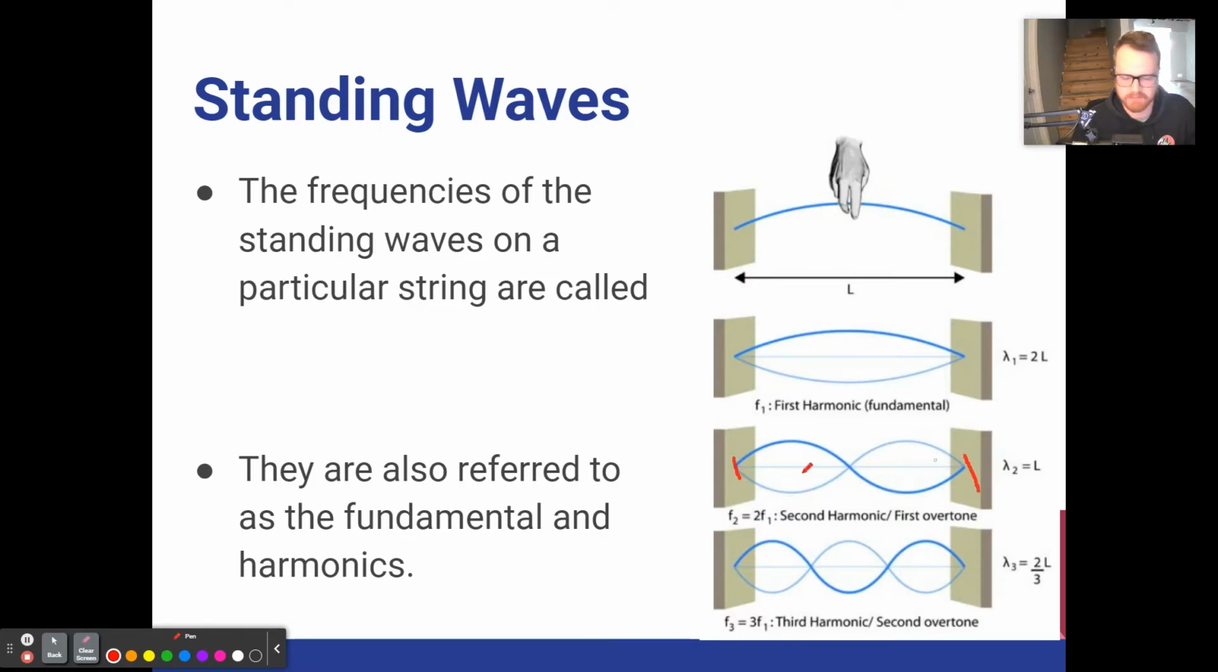And then the third harmonic here, we have a couple overtones. We got a couple of antinodes. We have specifically 4 nodes. And if we wanted to find the wavelength, we would find it using this equation right here: 2/3 of L. How is it 2/3 of L?